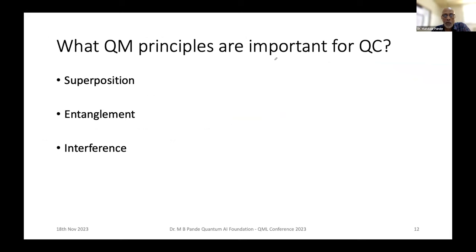Now, from a quantum computing standpoint, what are the quantum mechanical principles which are important? So the first one is called superposition. So when we wrote that a qubit can be represented as psi equal to alpha 0 plus beta 1, this addition sign means that you are talking about superposition of states. The second thing is called entanglement. What it means is that if you have two qubits, then they cannot be represented separately, or they cannot be separated out, and they have to be treated as a single entity, in a very simplistic kind of fashion. And the third one is interference.